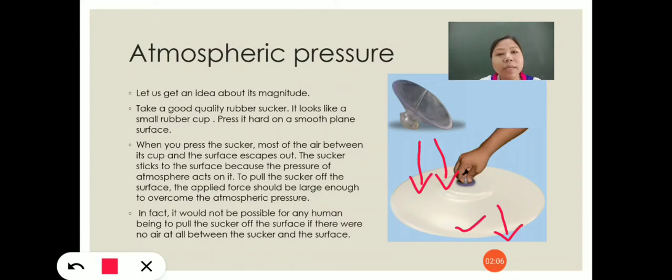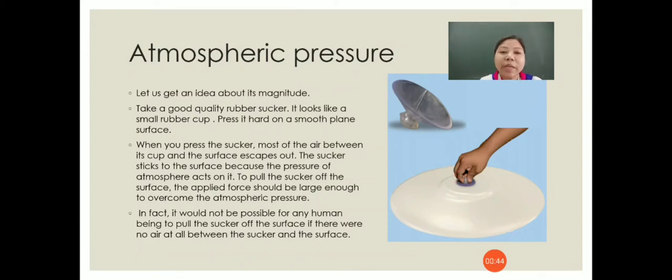Now, it will not be easy to remove from the surface because the atmospheric pressure is very high. Now, if we want to remove, then we have to pull with a force which is greater than atmospheric pressure. So, now you can imagine how large is the force of atmospheric pressure. In fact, we can say that it would not be possible for any human being to pull the sucker off the surface if there were no air at all between the sucker and the surface.